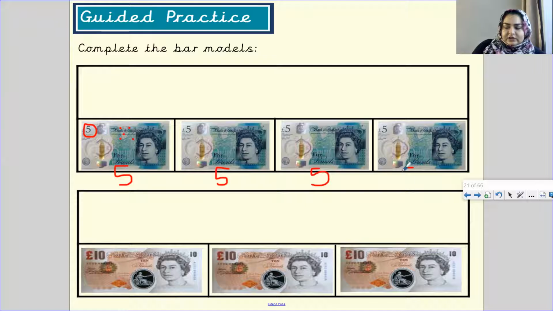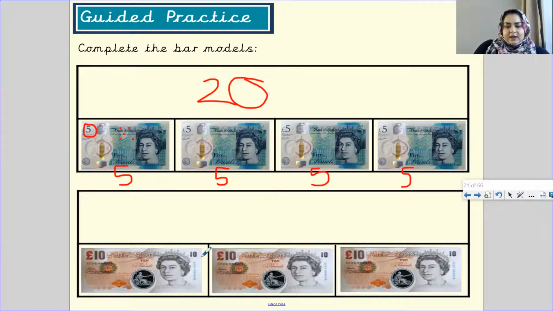Now, what do you think the total at the top of the bar model is? Fantastic. It's 20 because we count it in fives: 5 add 5 add 5 add 5. So we have 4 groups of 5, which means it's 5 times 4 or 5 plus 5 plus 5 plus 5. So let's count it in 5s. 5, 10, 15, 20. So now I have 20 and I split it in 4 bars.